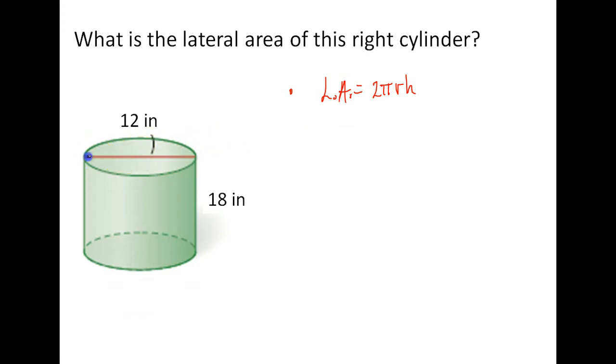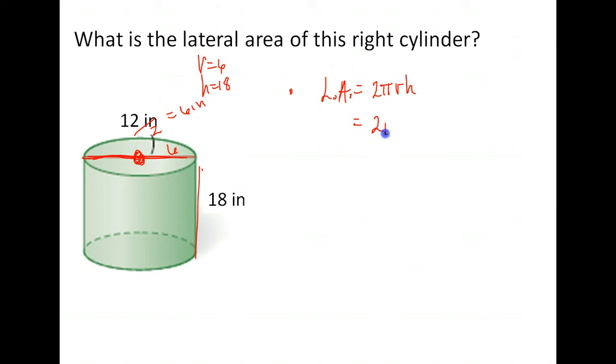Well, notice here they tried to be tricky. They gave us the diameter all the way across instead of the radius, which is just halfway across the circle. So we want to go ahead and divide that in half, and we know we have a radius of 6 inches. Okay, so our radius is 6. Our height, they did give us, is 18, and we go ahead and calculate.